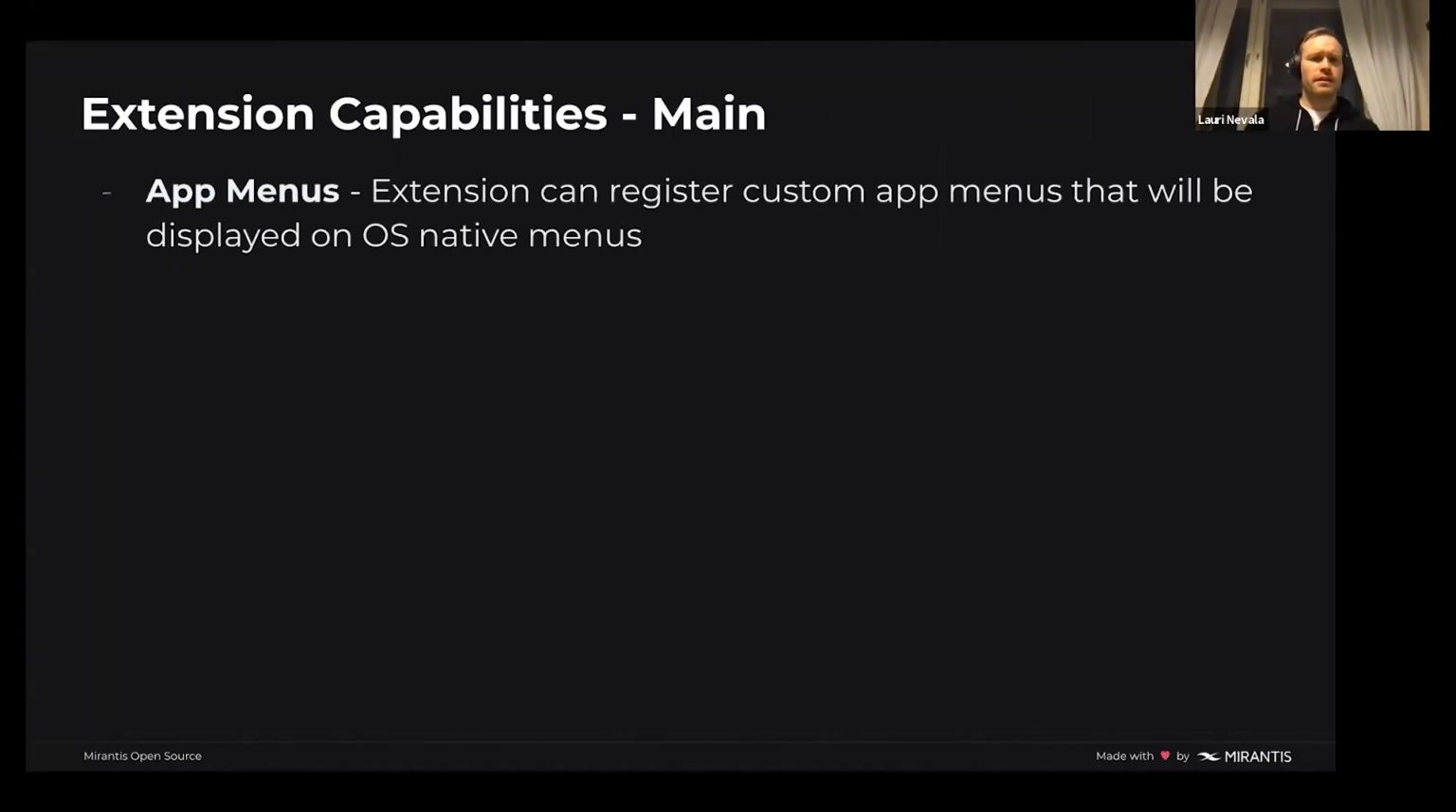All right, and if your extension is running on the main process, in addition to its own functionalities, it can register app menus. Those app menu items are displayed on the OS native menu. So it's the standard one, and you can add some items there.